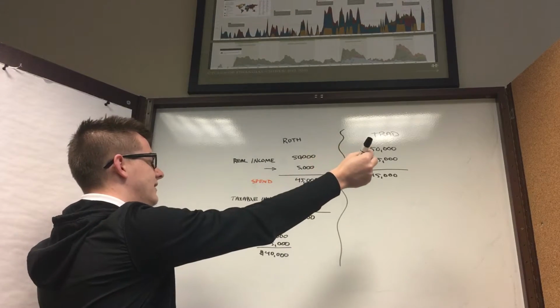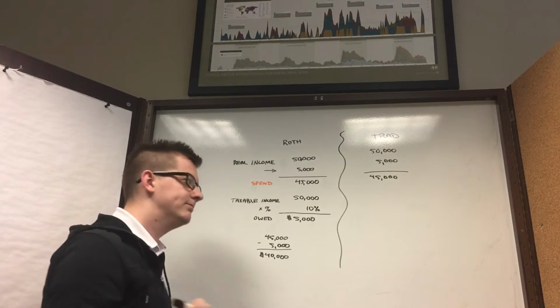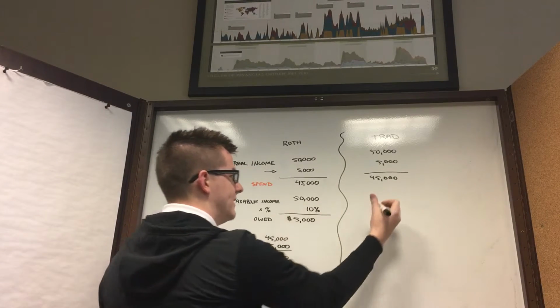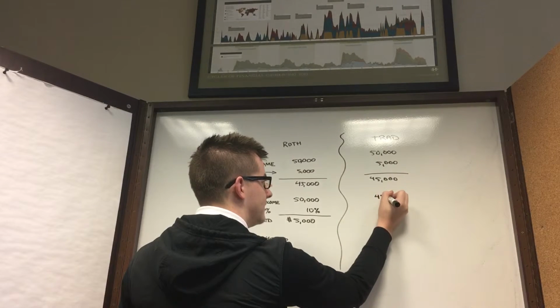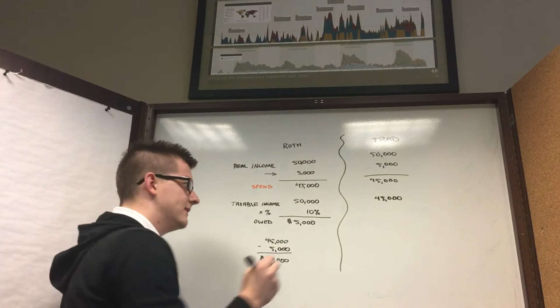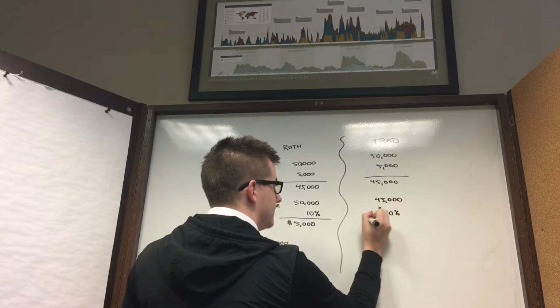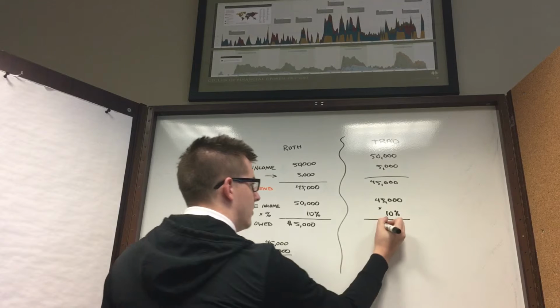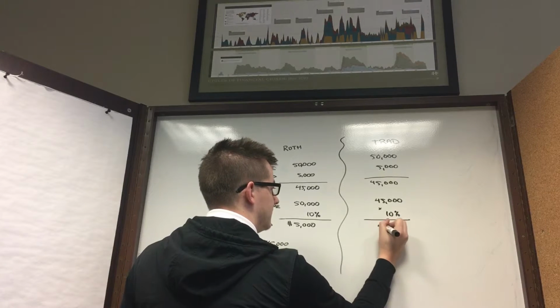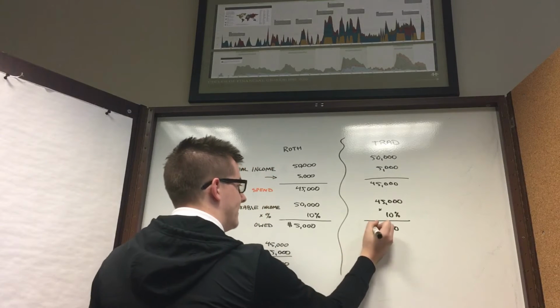Because you made a traditional election versus the Roth election, your taxable income is not $50,000 anymore, it's now $45,000. Tax rate stays the same, 10%. And you owe the government not $5,000 anymore, but $4,500.